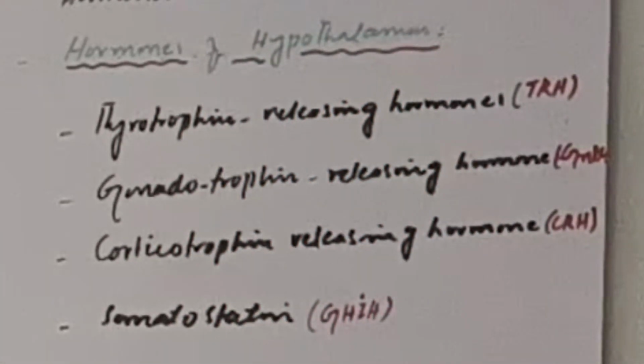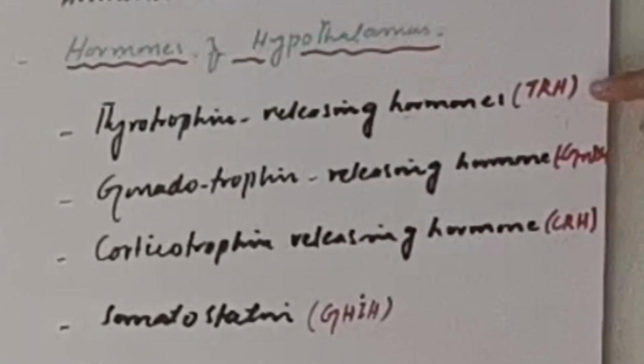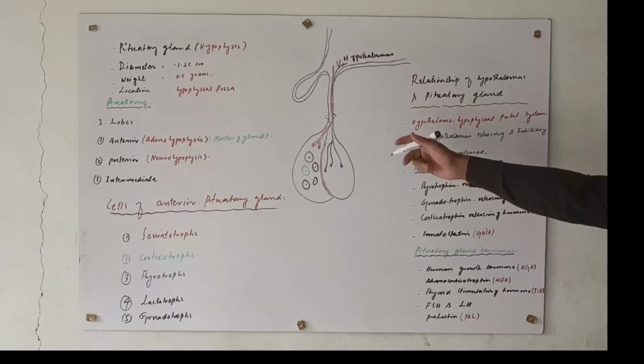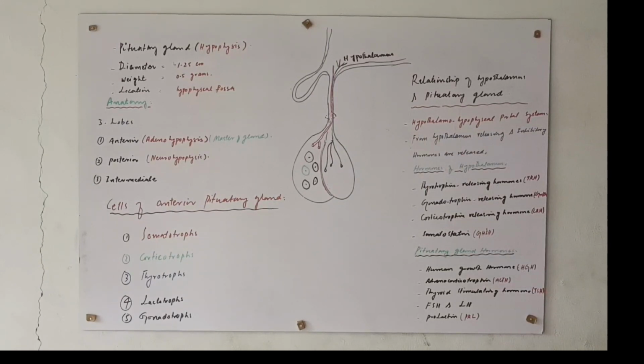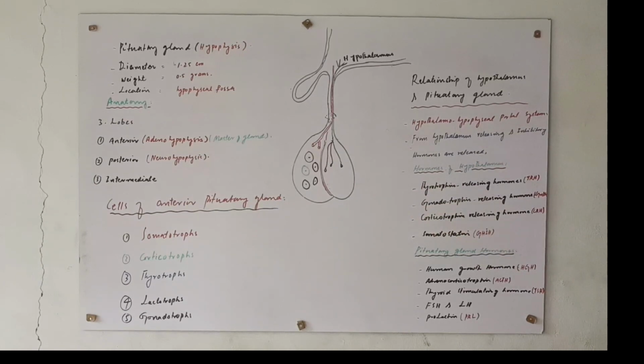Hormones of the hypothalamus. The hypothalamus secretes various hormones which control the hormones of the anterior pituitary gland. Here you can see the first hormone that I am going to discuss is the thyrotropin releasing hormone, abbreviated as TRH. This thyrotropin releasing hormone goes into the anterior pituitary gland and then acts on the thyrotrope, and then the thyrotrope secretes the TSH or thyroid stimulating hormone.